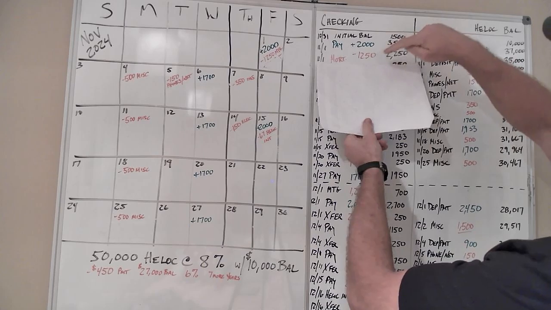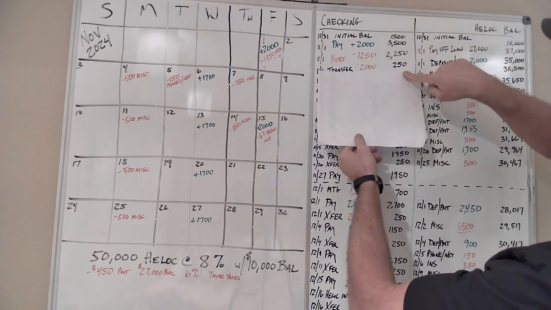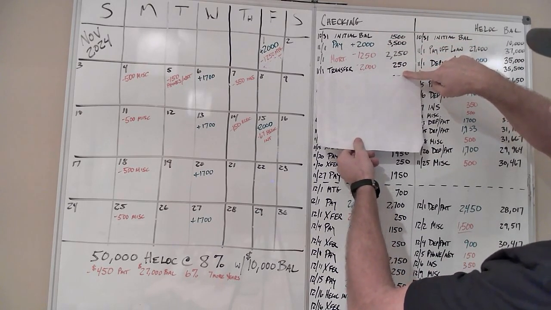All right, so we paid the mortgage, and in my checking account, I just leave $250. I leave $200 in mine. They may want to leave a little bit extra, just in case.